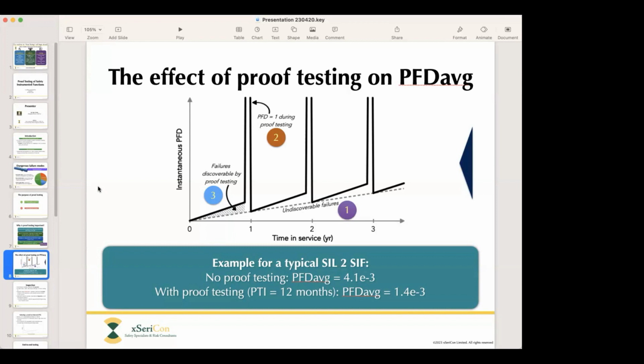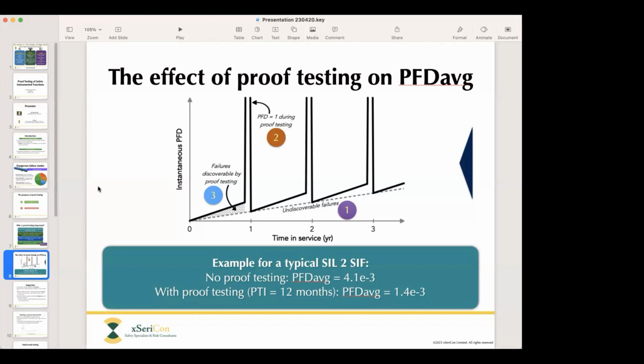So that's a pretty low, I mean, should we say, high performing SIL2 rated SIF. Then just as an experiment, we went back into the software and removed the proof testing and saw how much difference it makes. The PFD average increases from 1.4 times 10 to the minus 3 to 4.1 times 10 to the minus 3, which is roughly a factor of 3 increase. So that's why I said at the beginning, it's not actually a massive effect. It's not like it's changing the PFD average by a factor of 10 or 100. It's only a factor of 3.